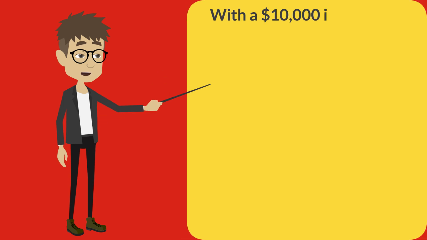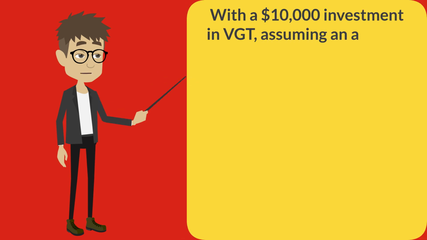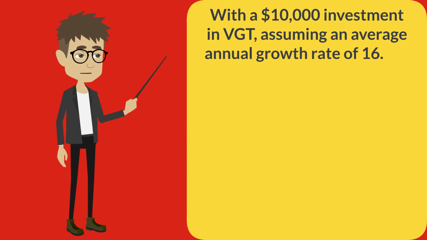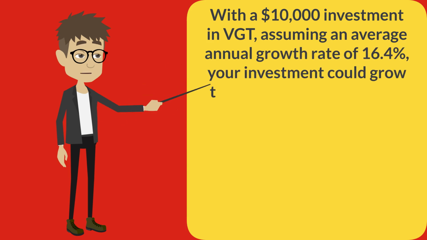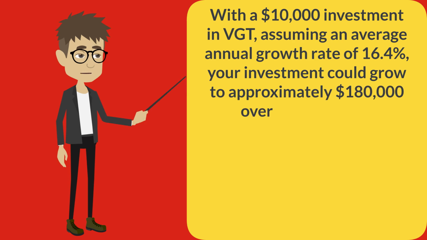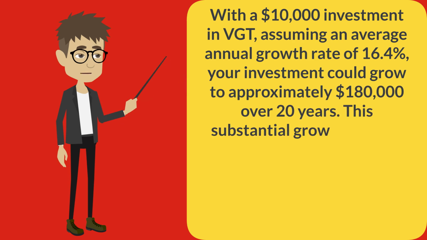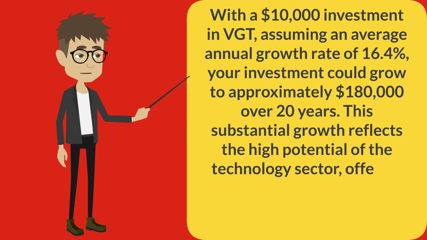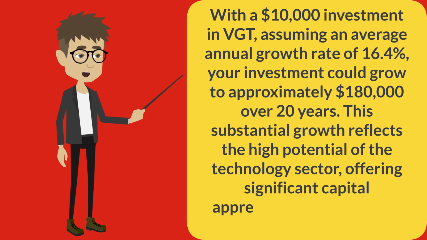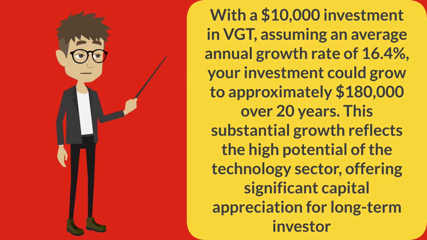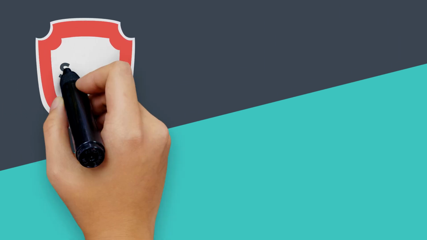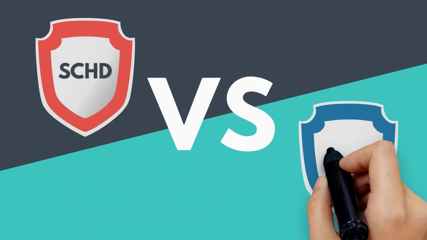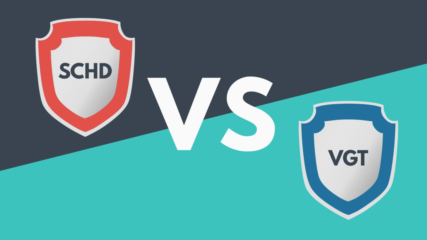With a $10,000 investment in VGT, assuming an average annual growth rate of 16.4%, your investment could grow to approximately $180,000 over 20 years. This substantial growth reflects the high potential of the technology sector, offering significant capital appreciation for long-term investors. In conclusion, both SCHD and VGT offer unique advantages tailored to different investment strategies and financial goals.